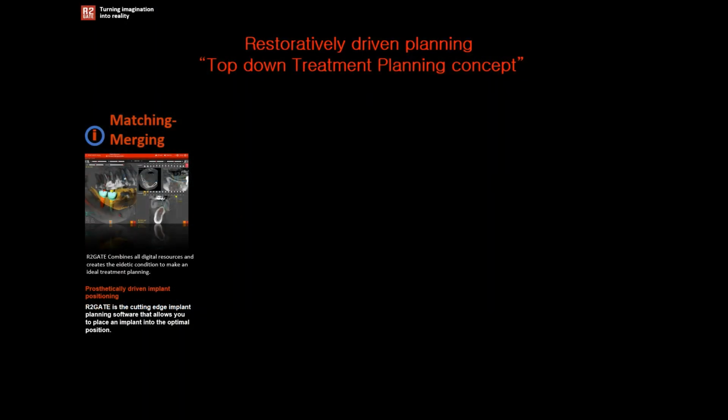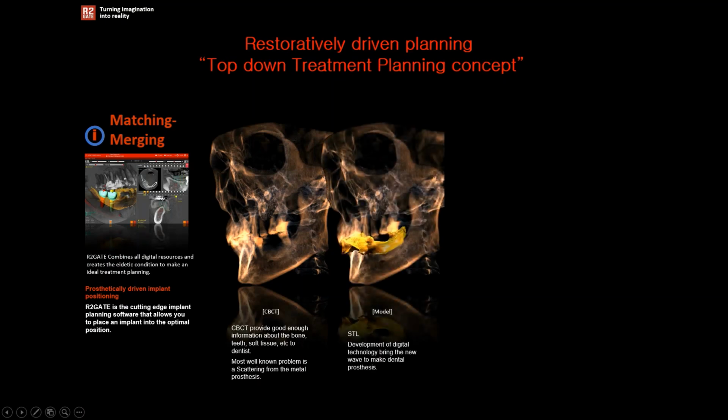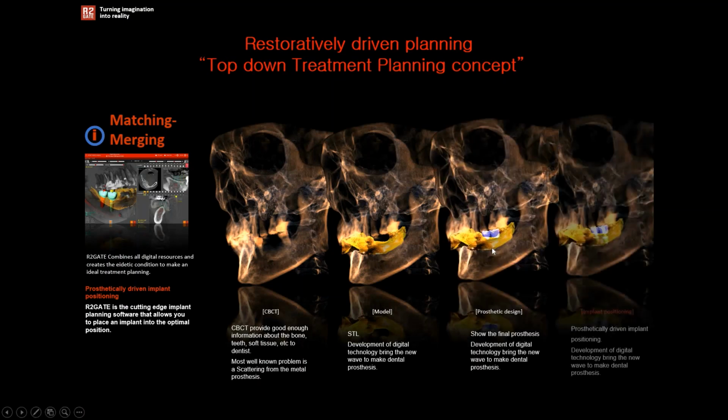Now, with most of the treatment planning softwares out there, the workflow goes as follows. Before you treatment plan an implant case, you get a CBCT scan, you get a model scan, and you merge both of these data together using your treatment planning software. After that, a waxup is designed, and then after designing the waxup, the implant will be planned based on the position of the waxup.